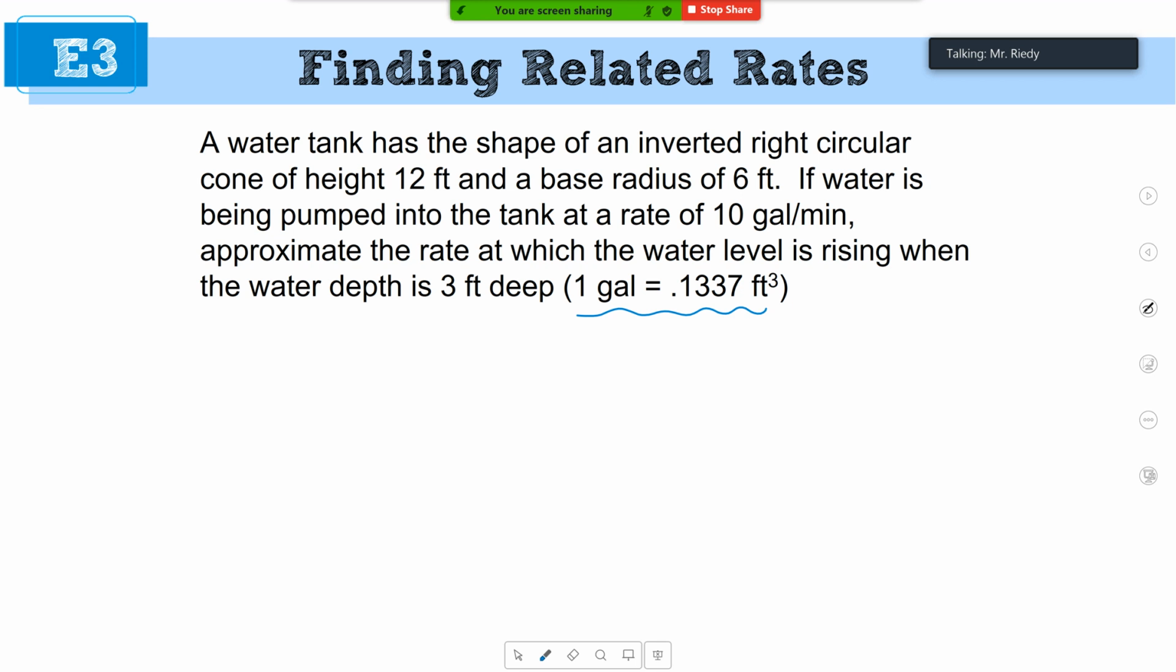And then we're going to start putting some stuff in there. I don't remember. Give me a second here. Okay, so there's my picture. At any given point in time, the water in that tank has a radius of r and a height of h, as opposed to the tank itself, which will always have a height of 12 and always have a radius of 6.